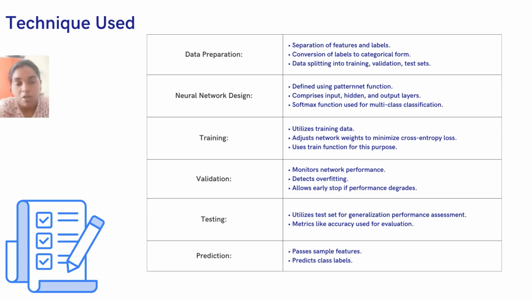Next, in the validation phase, we monitor network performance to detect any overfitting and also allow early stopping if performance degrades. In the testing phase, we utilize the test set for generalization and performance assessment, and metrics like accuracy are used for evaluation. For the final stage, we pass some sample features and it will predict which class the wine sample belongs to, whether it is type 1, 2, or 3.